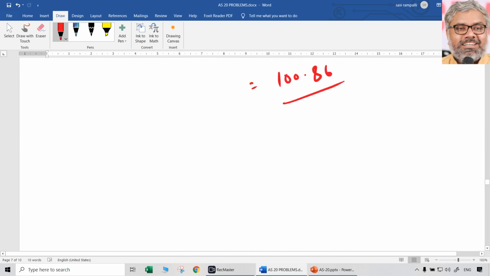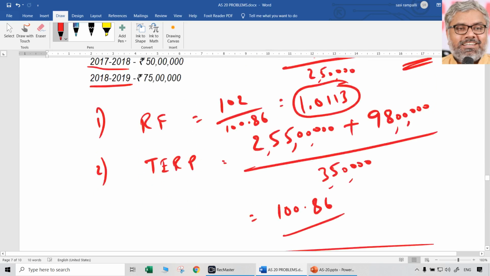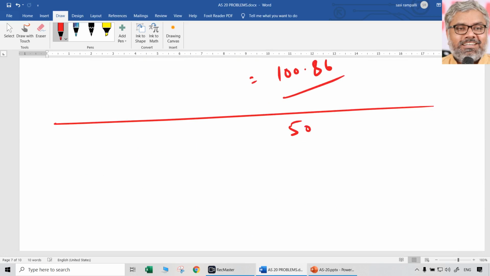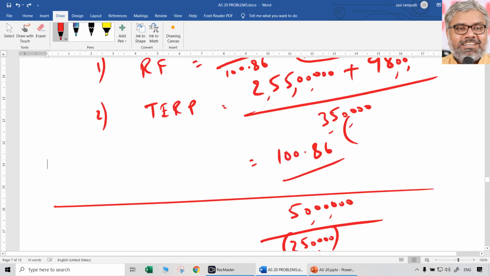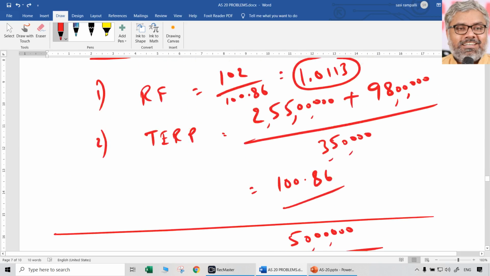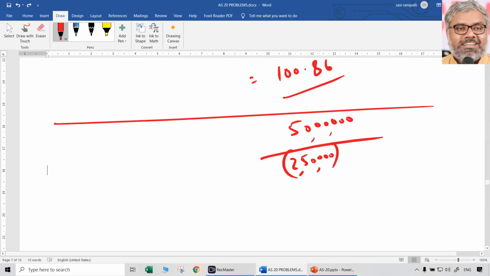Once you have that, then you can do restatement of the last year's EPS also. Like what? 50 lakhs rupees, which is the profit anyway, divided by the original number of shares, 2,50,000, multiplied with the rights factor 1.0113. So that will give us the restated EPS for last year.